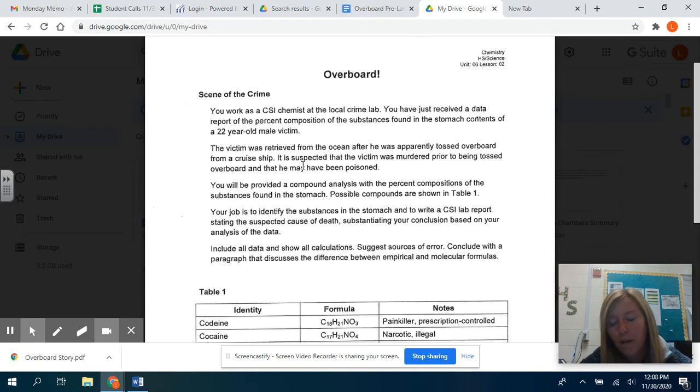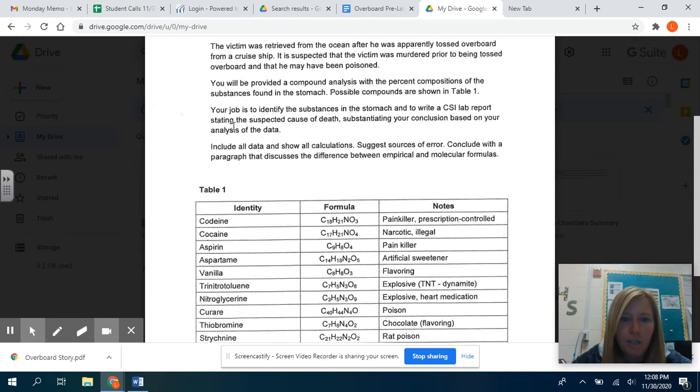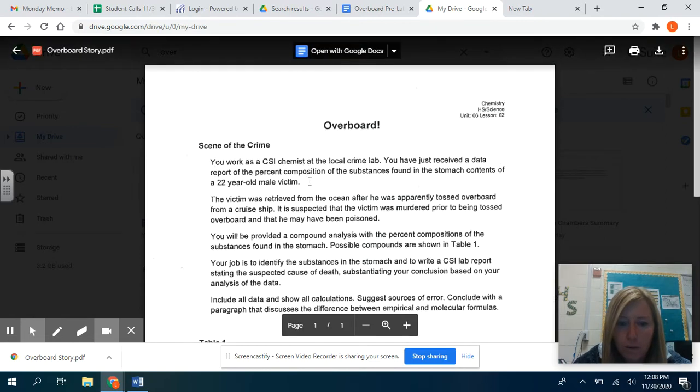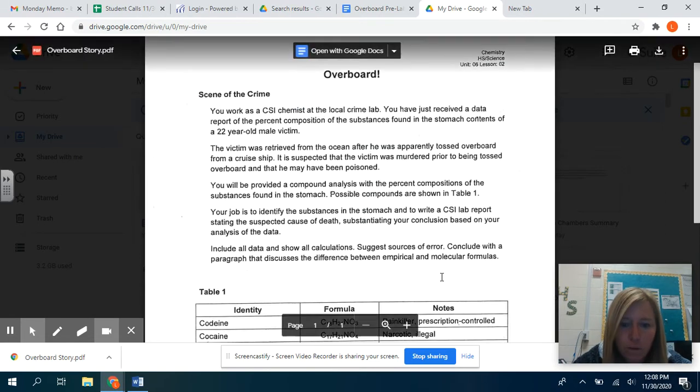Okay, everybody's going to have different formulas. So some are going to come to the conclusion that he was murdered and some will not. It just depends on what was in his stomach, because everybody has different compounds. Okay, and I will assign you yours on the day that you complete this. So day one, all you're doing is the pre-lab. So just read over this.